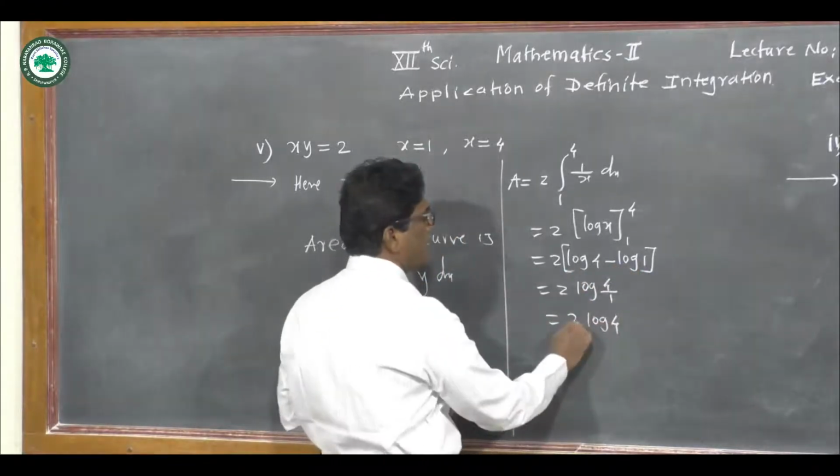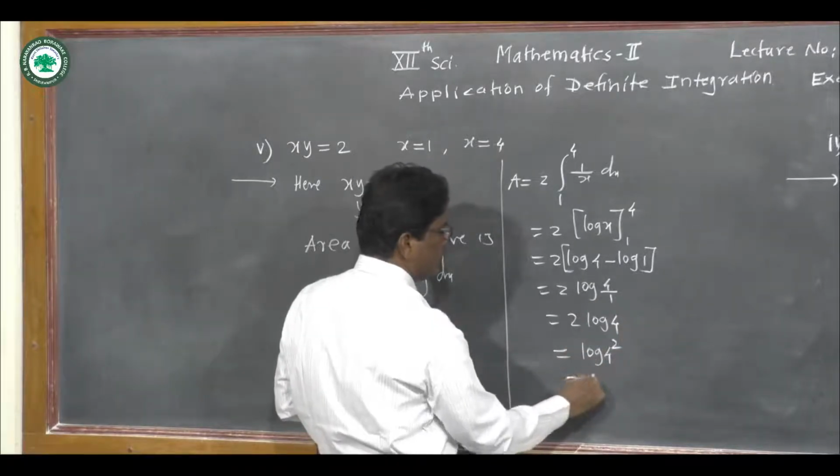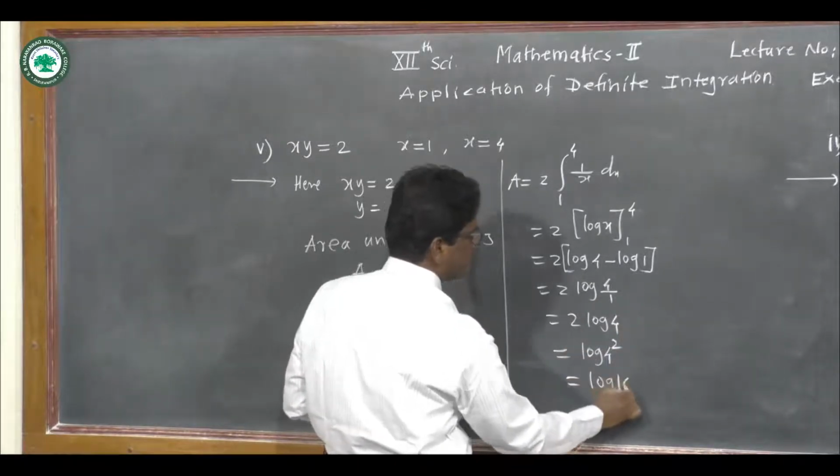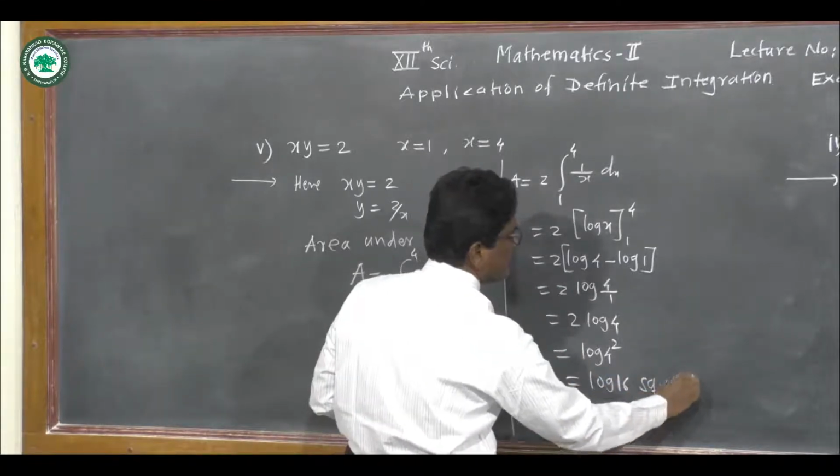So carry this 2 as a power. So it is log of 4 to the power 2. So log of 4 square, that is 16. So this is the required area, square unit. Always write here unit, square unit.